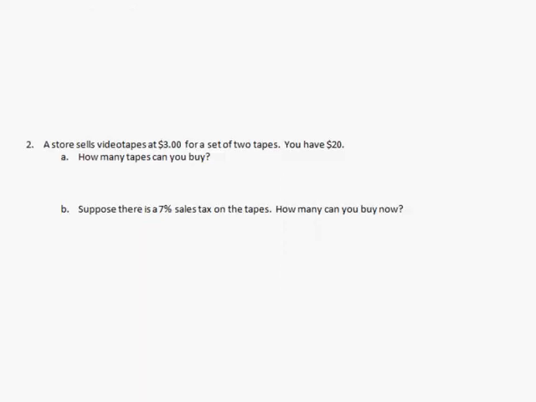Last example of the unit rates for the end of the unit. Number 2 says a store sells videotapes at $3 for a set of 2 tapes. You have 20 bucks. How many tapes can you buy? So let's take our number 20 and divide it by $3 each. 3 does not go into 2. It goes into 20 6 times, which is 18, with a 2 remainder. But if we have $2, we can't round up to buy a 7th CD. So 6, well, videotapes, not CDs. So 6 tapes. And yes, we rounded down.